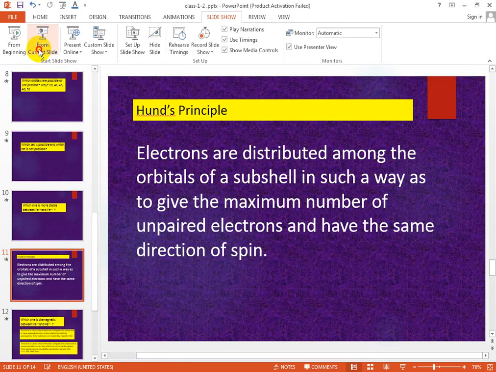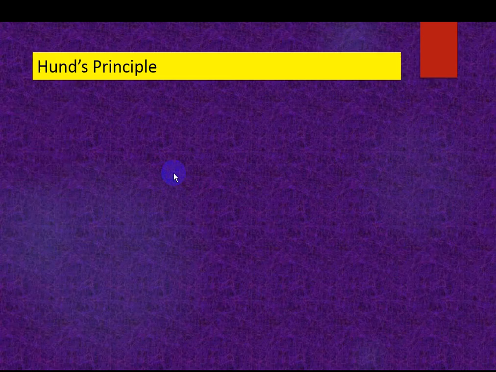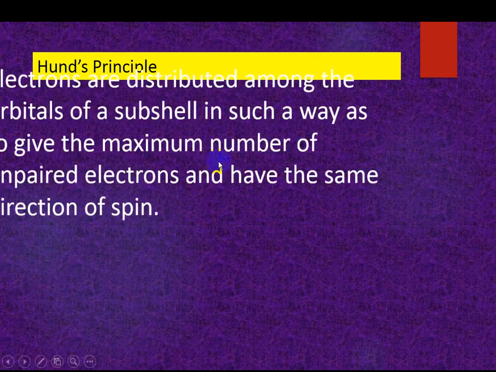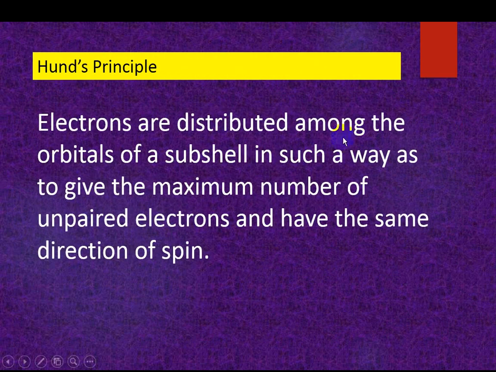Hund's rule says that electrons are distributed among the orbitals of a subshell in such a way as to give the maximum number of unpaired electrons, with the same direction of spin. Okay, so we have seen this for electrons.